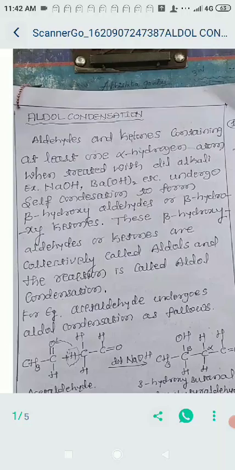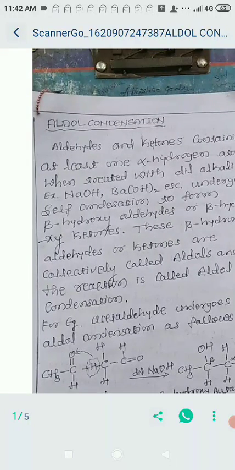Already I taught this aldol condensation in an online class. Now I once again explain the same and upload it on YouTube. That is the aldol condensation reaction. What is meant by aldol condensation? Usually the alpha hydrogen containing aldehydes or ketones undergo self condensation to form the product. The product is known as aldol and the reaction is known as aldol condensation.